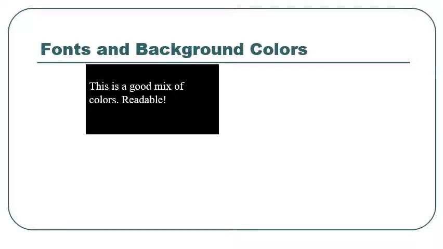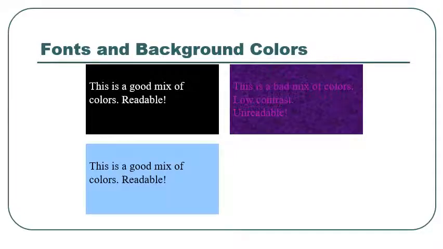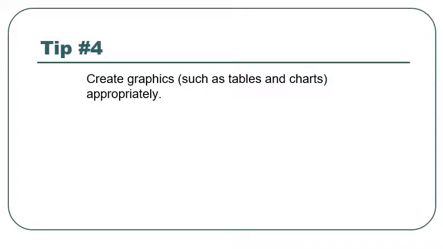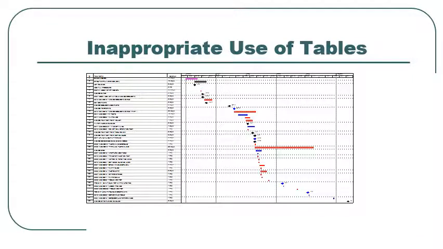Now another thing about fonts and background colors that you will be using, that it should be a good mix of colors and it should be readable. As you can see, these are all examples of bad mix of colors. And whenever using graphics such as tables and charts, you should try to use them appropriately. This is an example of how not to use tables, as this slide is clearly showing.